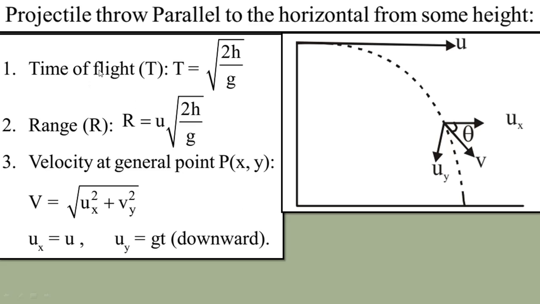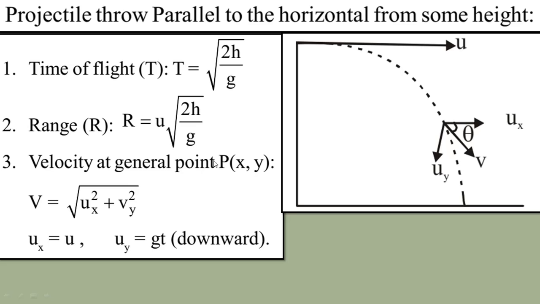Then projectile thrown parallel to the horizontal from some height. If the projectile is thrown parallel to the horizontal, where v is the final velocity, then ux and uy are the components of velocity. This is with respect to theta angle with respect to the horizontal. So time of flight T is equal to square root of 2h divided by g. Range R is equal to u into square root of 2h divided by g.